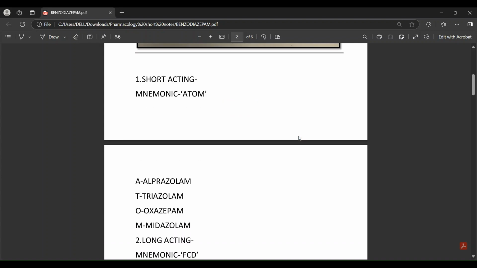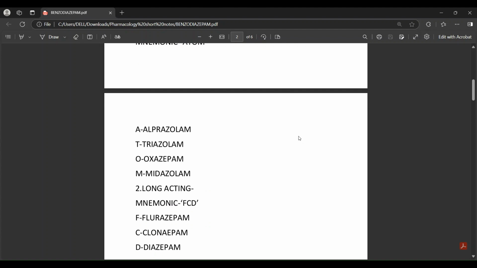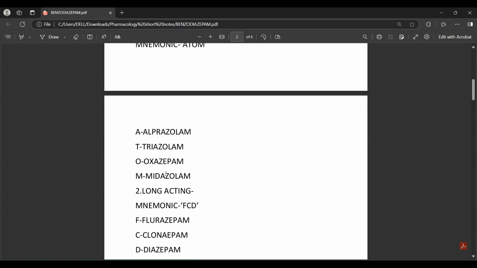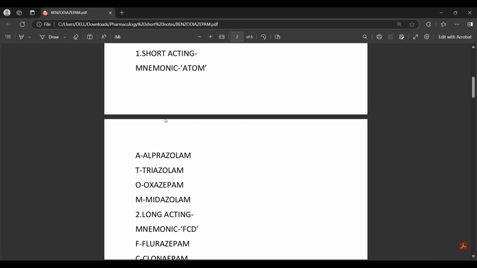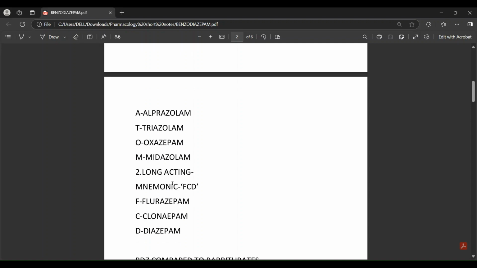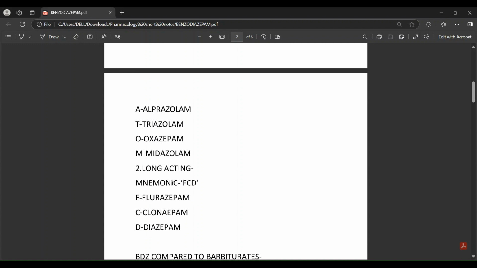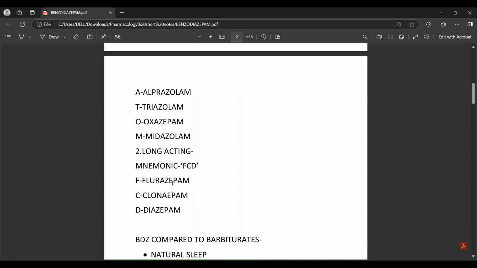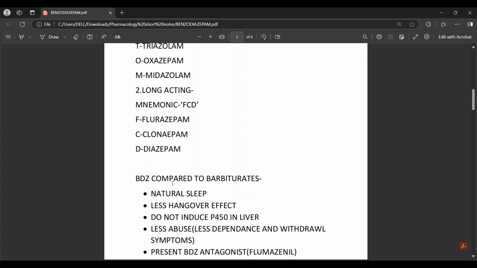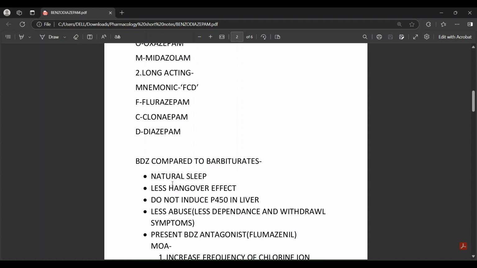So this is what you have to understand about benzodiazepine. Classification: there are short acting, intermediate acting and long acting benzodiazepines. The short acting mnemonic is ATOM. Every drug ends with -zolam or -zepam. A is alprazolam, T is triazolam, O is oxazepam, M is midazolam. Long acting ones have the mnemonic FCD: flurazepam, clonazepam, D for diazepam.